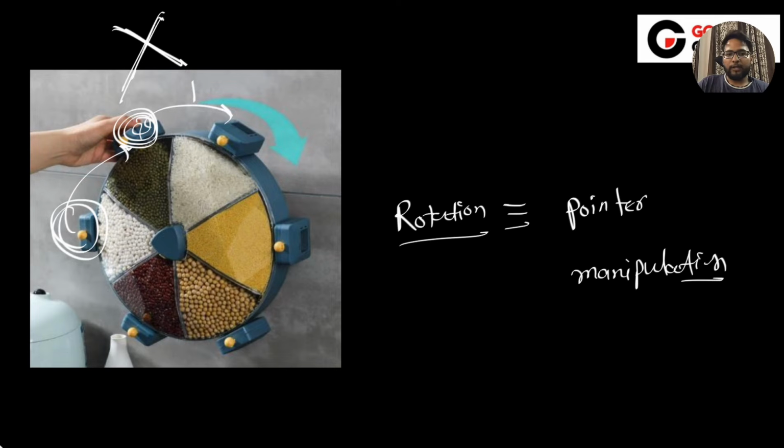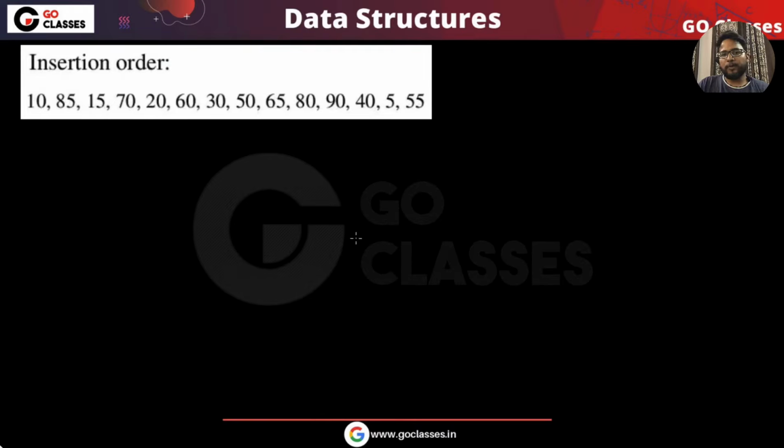Now let me go to a big example where I will be inserting a sequence of nodes. With this example, all your confusion about rotation and these things will get cleared. We are going to build a huge AVL tree for this insertion order. Let's just do it step by step.